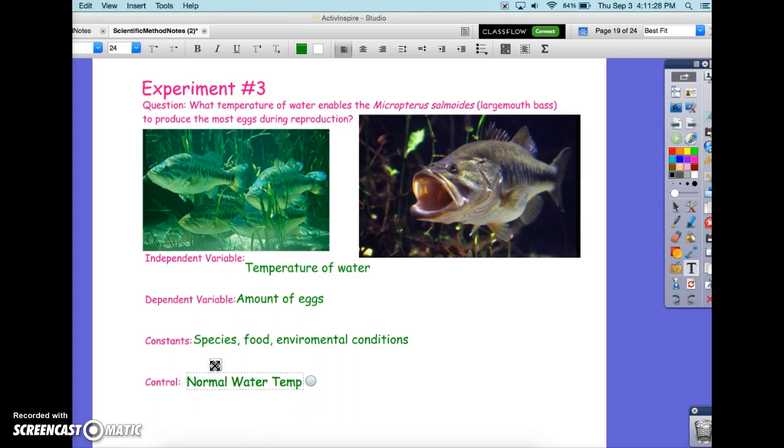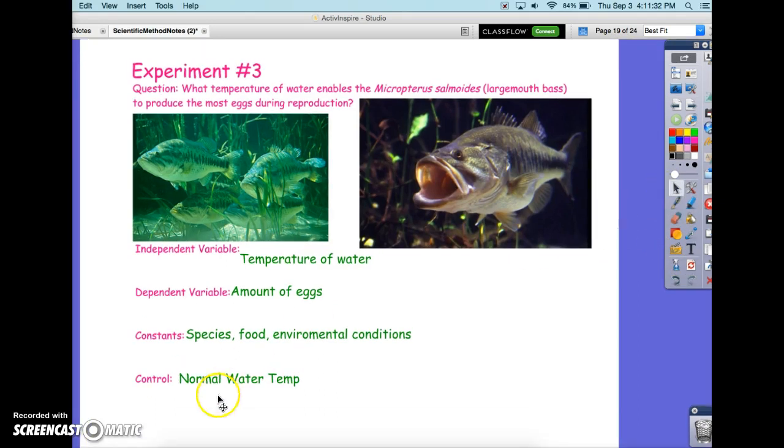amount of eggs. Okay, so hopefully me going through each one of these has really helped. Watch them as many times as you need. Come and ask me questions. Email me. We really need to focus on getting the idea of independent, dependent variable, control group, constants down so that by the time we do the science fair, we're ready to go.